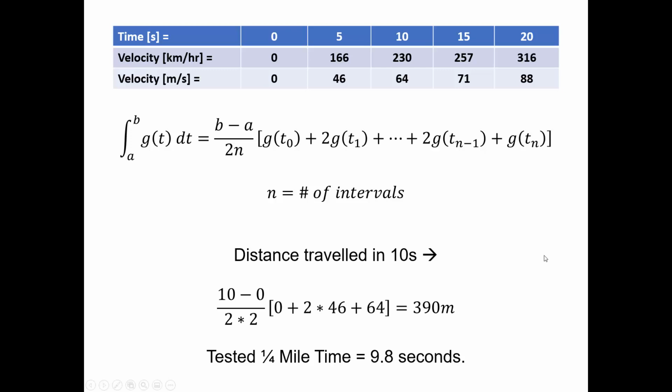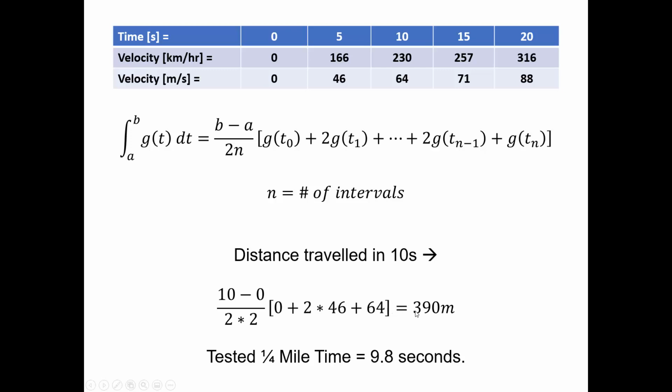So if we first do the distance traveled in 10 seconds, so we go from 0 to 10, and there are 2 intervals, right? So 1, 2. 0 is the first one, and 64 is the last one. We don't multiply those times 2. And the one in the middle, that one does get multiplied times 2. So pretty simple, just plugging those things in, we solve it, and we get 390 meters.